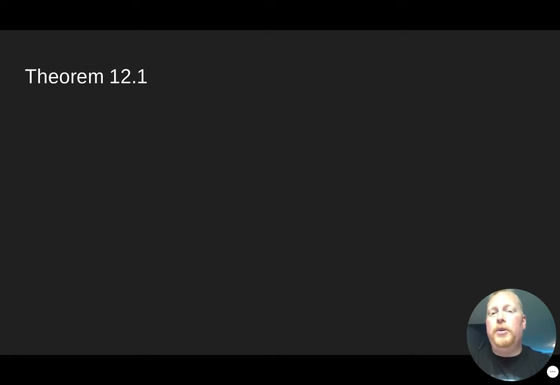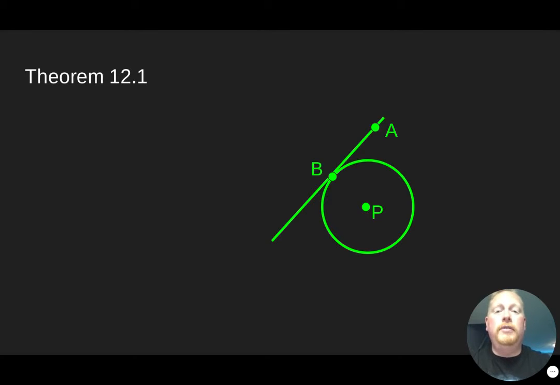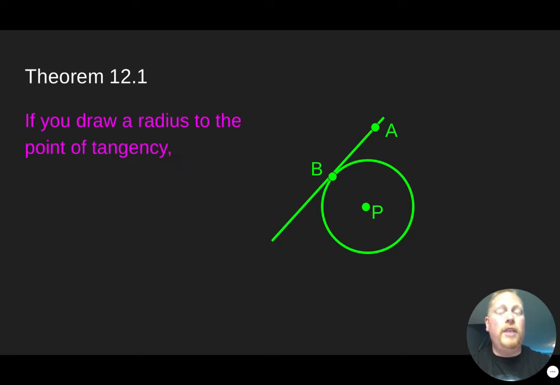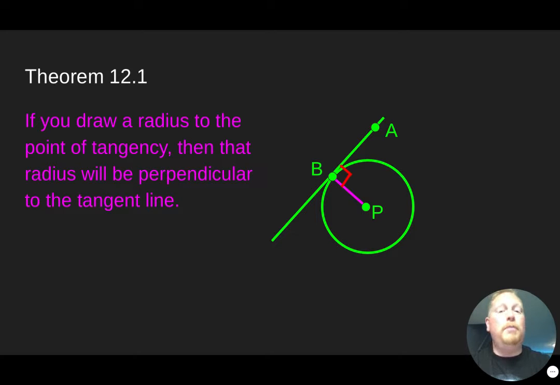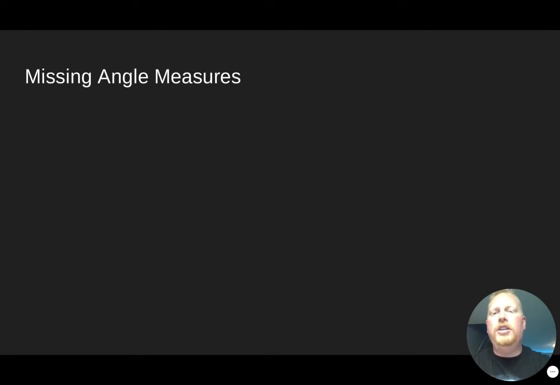Now, something in your book referred to as Theorem 12.1 basically says if you have a tangent line, and you draw a radius to the point of tangency, so I'm going to draw a radius from point P to point B, then that radius will be perpendicular to the tangent line. And that's going to be very crucial for anything we do in this section: a radius and a tangent are always going to be perpendicular. So let's use that to find some missing angle measurements.